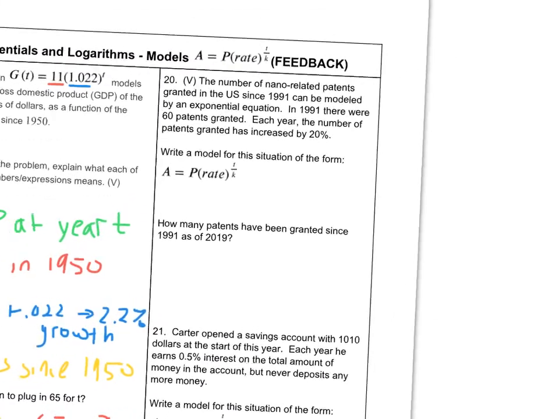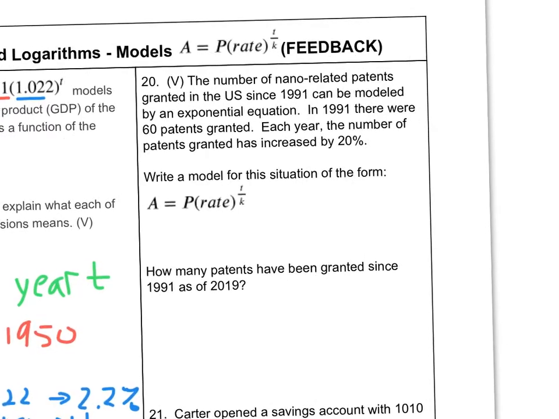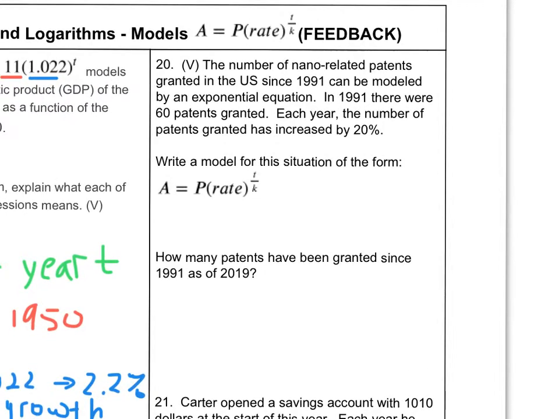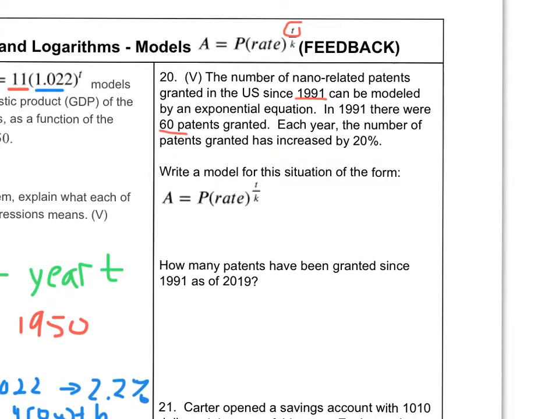For number 20, we're dealing with one where you have to create your own model. So I'm going to go piece by piece in this. Since 1991, that's going to be based on T. There are a couple ways I can write that. I tend to write that as T and just think through that. 60 patents granted in 1991, so that's my starting value. I'm going to label that P. Each year, the number of patents has increased by 20%.